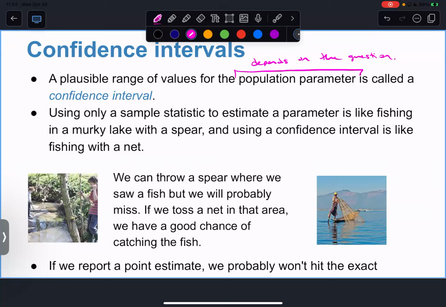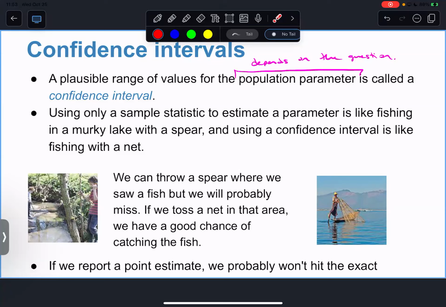But then we quickly move into the difference between two proportions. Now I have two samples and I want to compare their proportions. And then we move into means. Now I have one sample mean, and then I have two samples, and I want to look at the difference between the two. We're just going to build on different scenarios. But in general, a plausible range of values for the population parameter, that's what a confidence interval is.